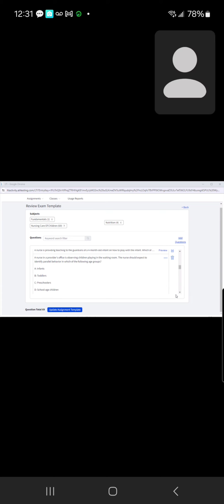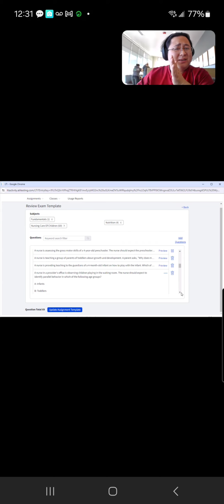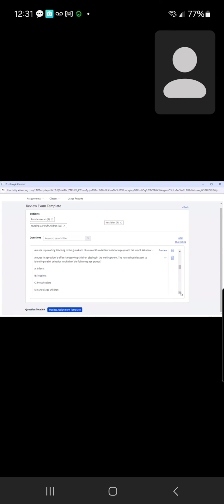Okay, so some people are saying B, some people are saying C. Let's see the answer. The answer is B, toddlers. So preschoolers are associative play. So they're already associating, they're playing with other kids. Toddlers, they're maybe playing alongside each other, but they don't play with each other. Wait, what does parallel play mean? Because I don't understand what that means.